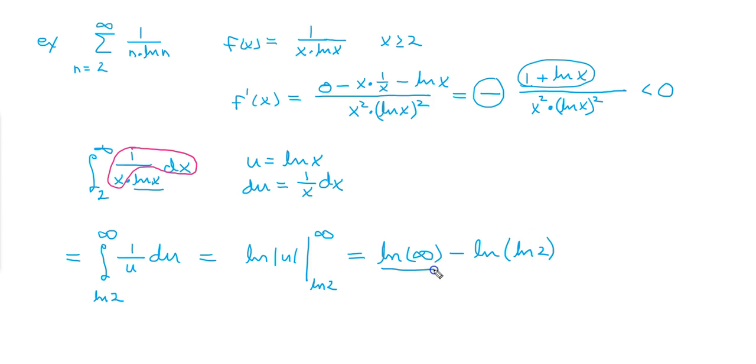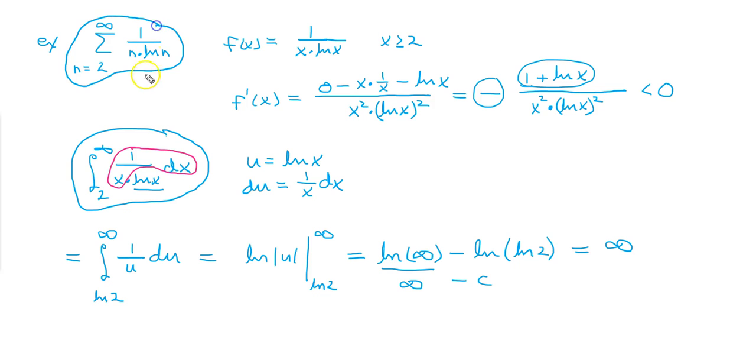Now the natural log of infinity we interpret as being infinity, and this is just some number here. It doesn't matter what it is really. I'll call it c for some constant number. And so this quantity is equal to infinity. Infinity minus a finite number is still infinity. So therefore this quantity does not exist, which means that this up here is the same as this. We just did a substitution. Does not exist. And so by the integral test, this infinite series up here diverges.